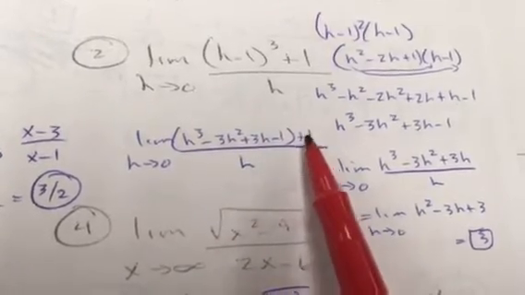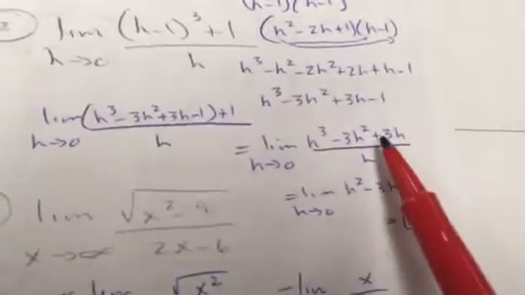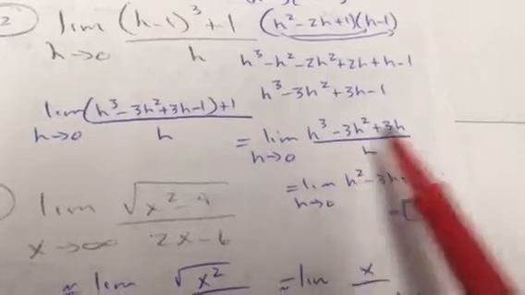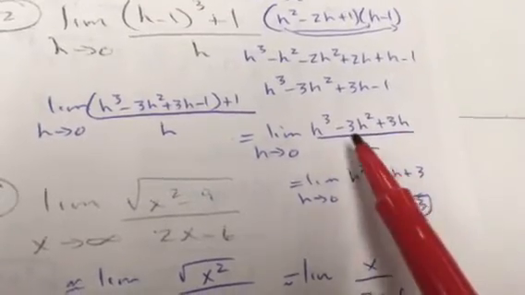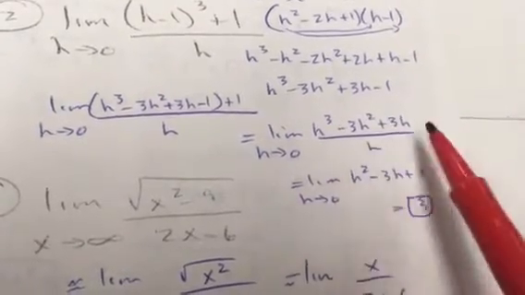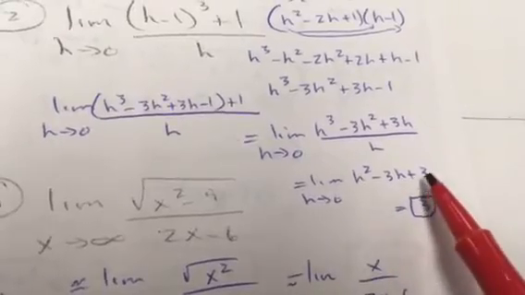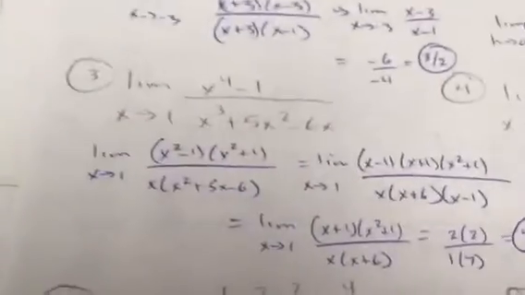Then you add 1 and cancel out some things. Cancel out the negative 1 and positive 1. Everything has an h, so get rid of the h in the denominator by taking an h away. Plug 0 in for h, you get 3.